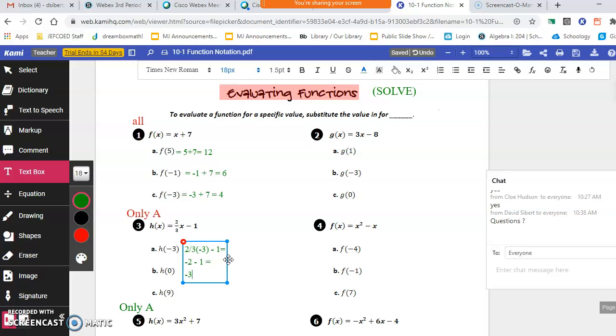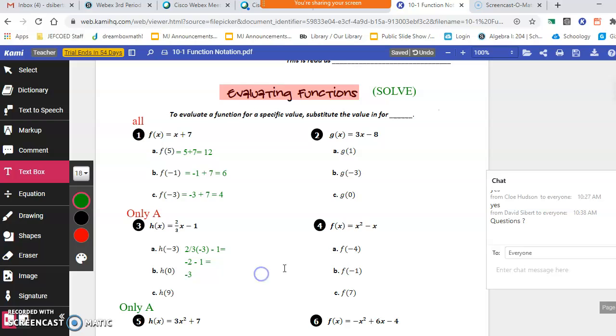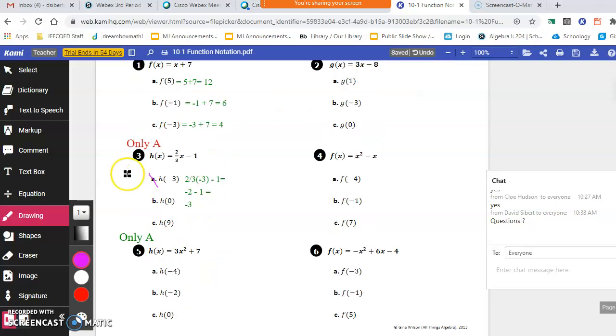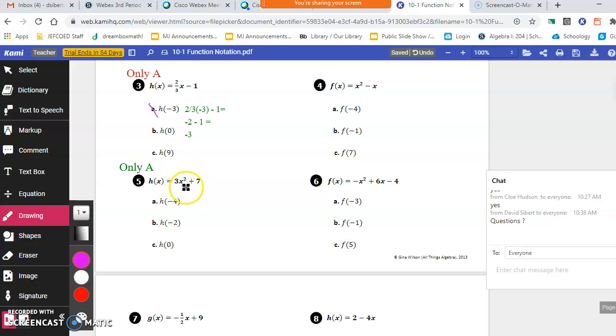Okay, so the function of -3 ends up being -3 as well. So we simply just did A right there. You guys will come back and look at B and C in just a little bit. Now we're going to go to 5, where we have an exponent here, where we're going to end up squaring the value that we substitute in.